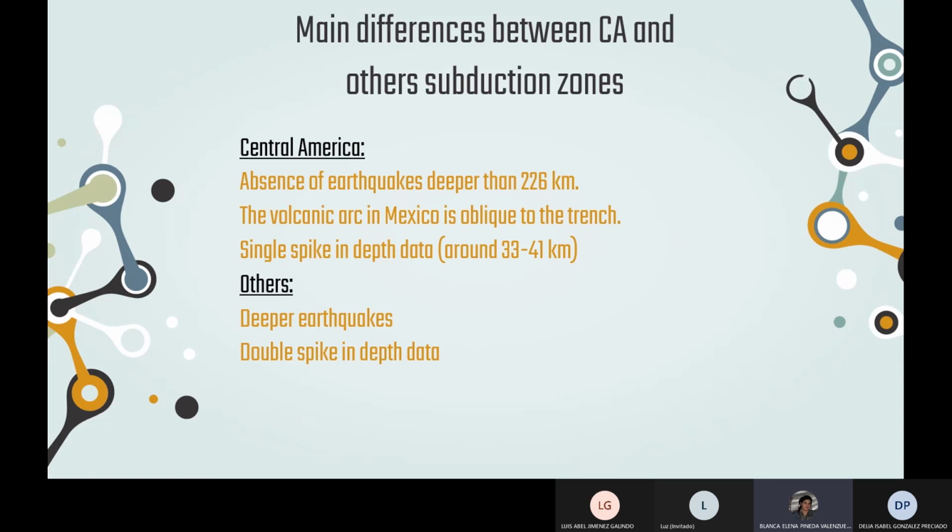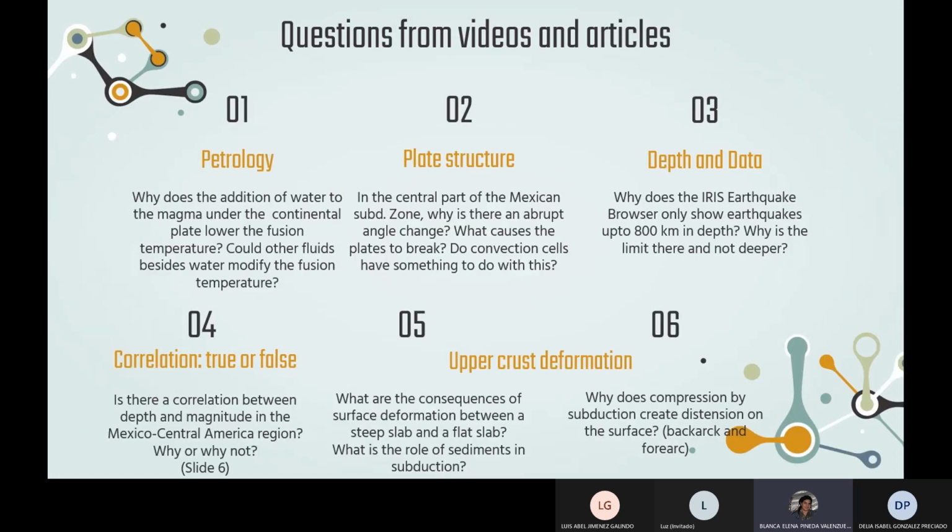The main difference between Central America and the other subduction zones can be stated as follows. In Central America, we have an absence of earthquakes deeper than 226 kilometers. The volcanic arc in Mexico is oblique to the trench. There's a single spike in depth data around 33 to 41 kilometers. Meanwhile, the other areas have deeper earthquakes and double spikes in depth data.